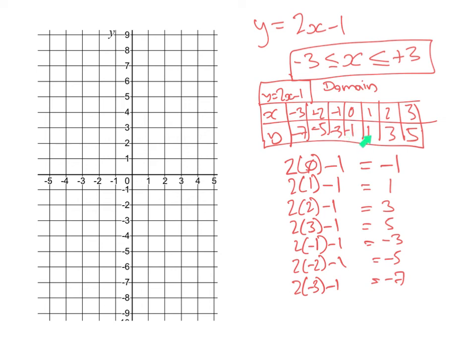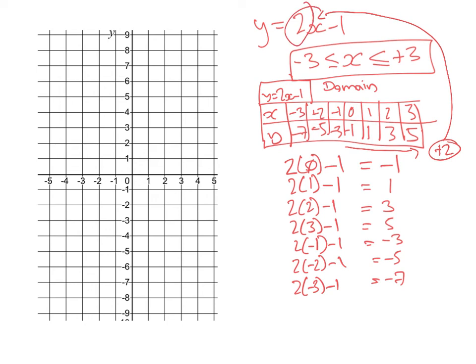Negative 1, 1, 3, 5. What do we notice about these numbers? Okay, say we were going just that way. What can you see? Yep, hopefully you can see they're going up by 2. And the reason they're going up by 2 is because as we're going up in the x's by 1, we're applying the gradient to it.